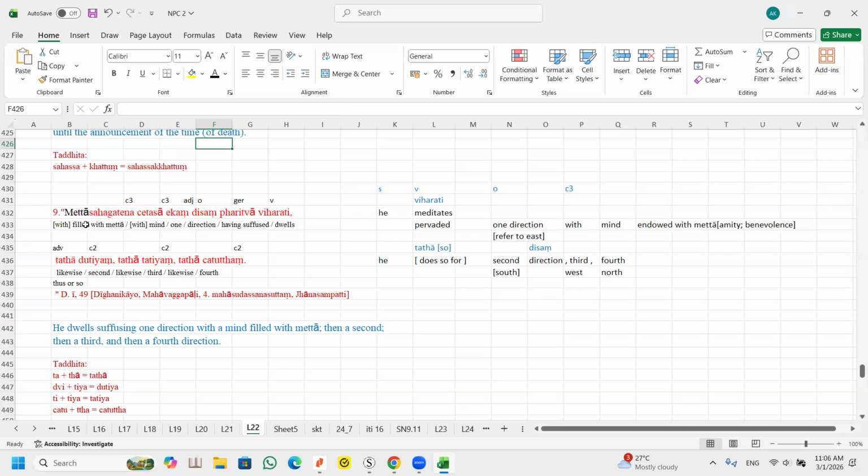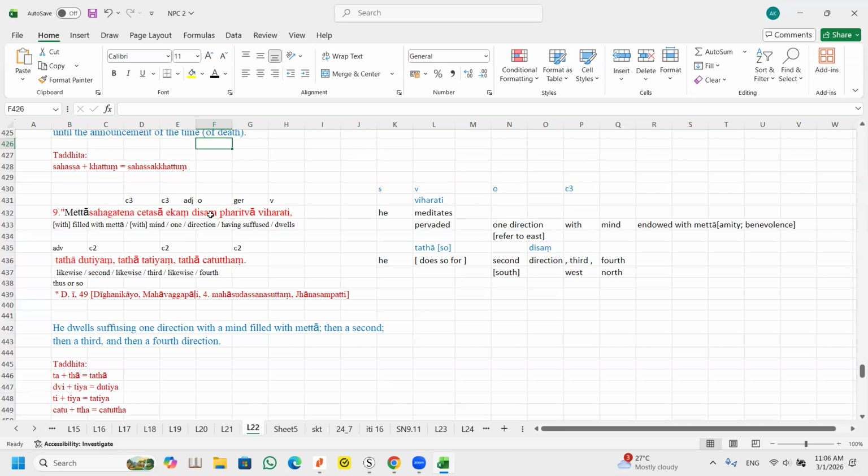In this case, the word sahagata can mean endowed, it can mean filled. I will explain the translation after. Okay, this is cetasā. We end with ā, it can be instrumental, it can be ablative. All right. So this and this are the same.